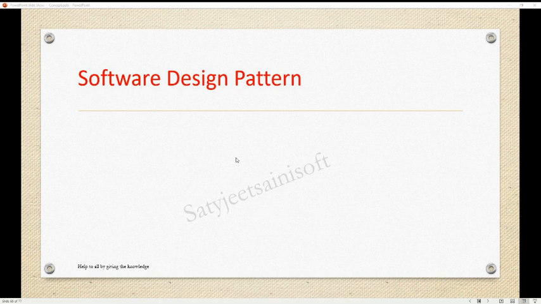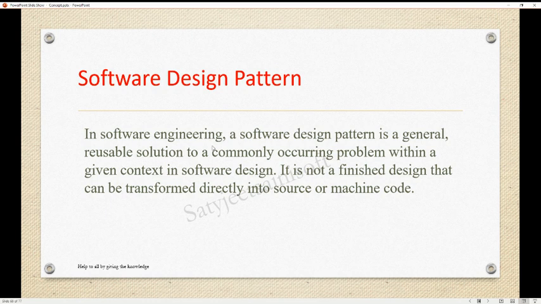So the objective of this design pattern is program to an interface, not an implementation. The second one is favor object composition over inheritance. So these are the two lines they mention in their design pattern. Coming on to the definition side, so what is the definition for this one? In engineering, a software design pattern is a generally reusable solution to a commonly occurring problem within a given context in software design. It is not a finished design that can be transformed directly into source or machine code.